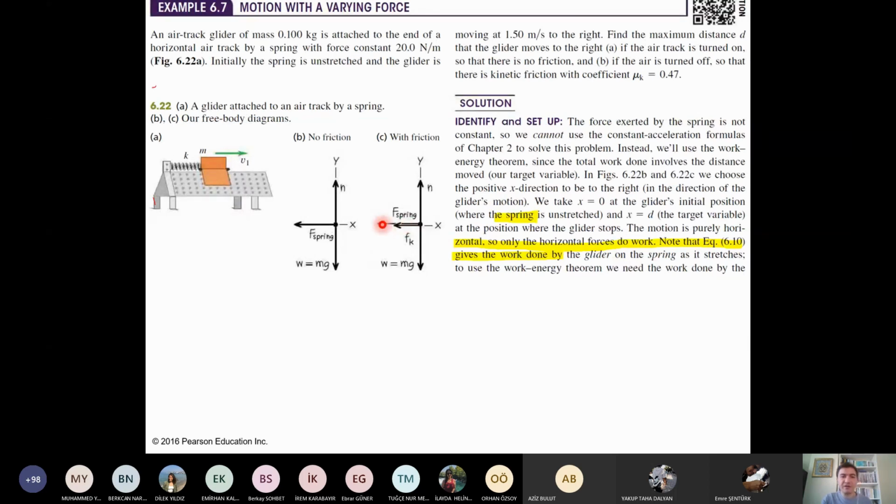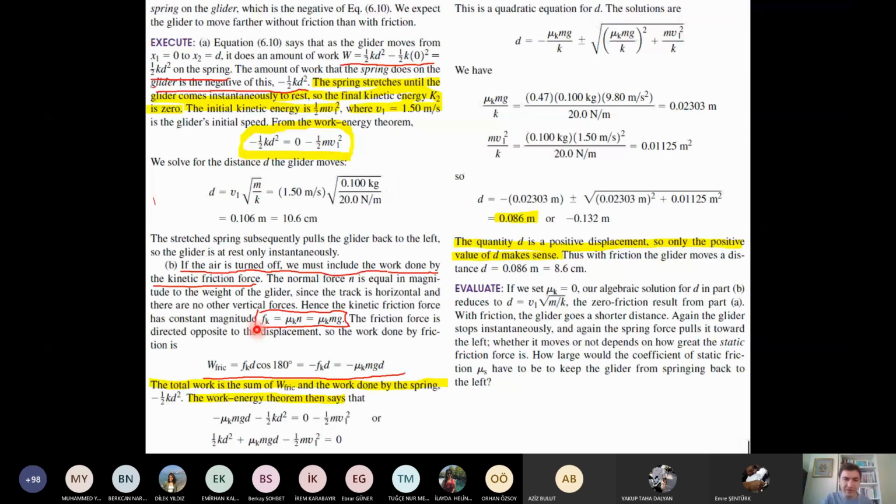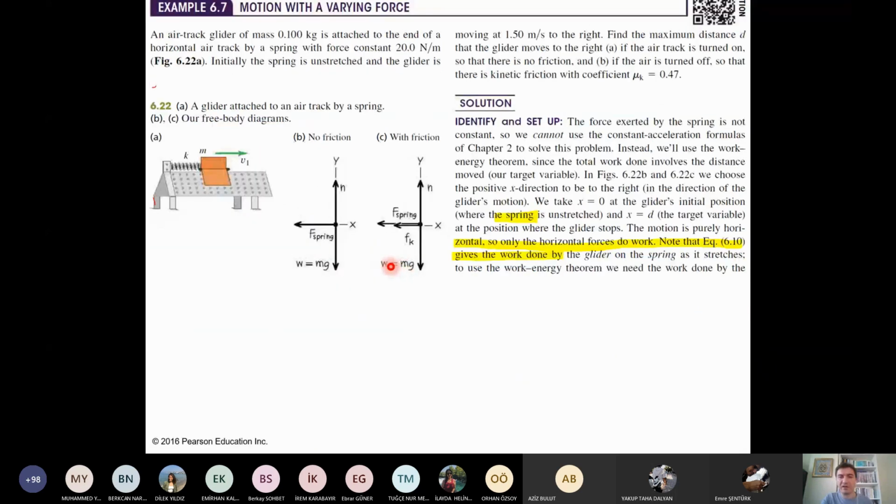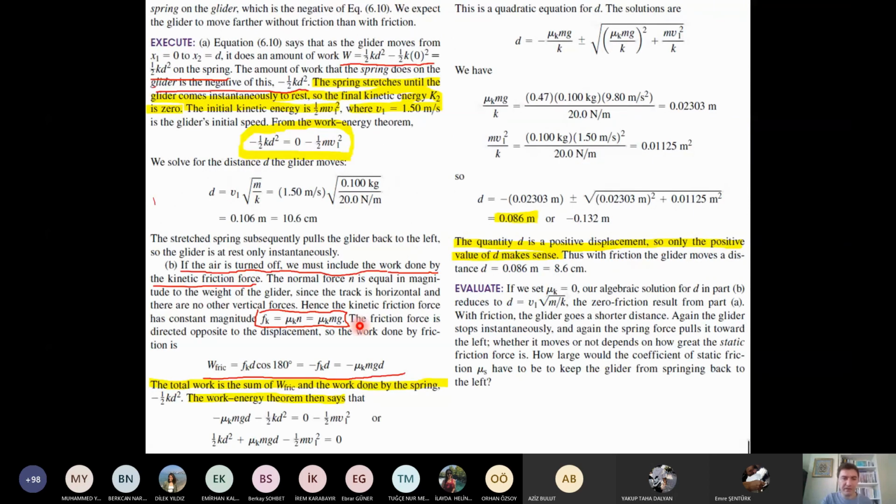What about the kinetic friction force, which is given by mu k times n? We have learned this one in chapter 5. Instead of n, just write m times g, because n here is equal to m times g if you apply Newton's first rule. Then the work done by kinetic friction is given with this expression: fk d cosine 180 degrees.